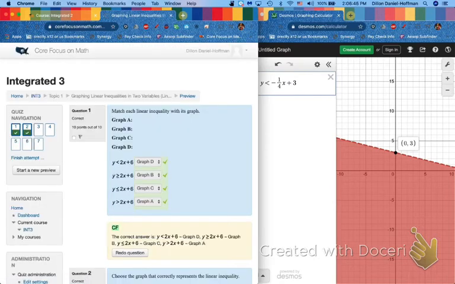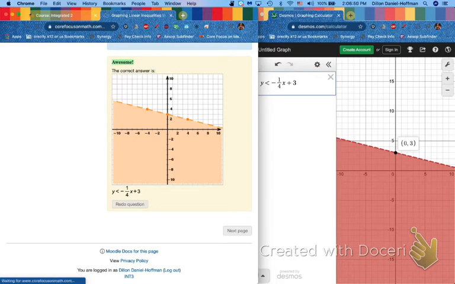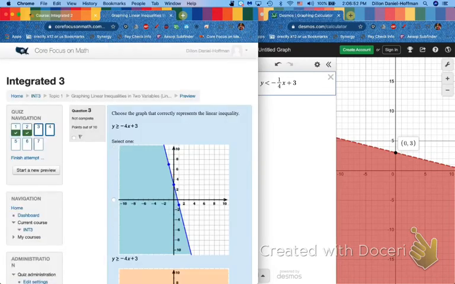All right, now you can just hit pause at this point and try the rest of them on your own, or if you want one more example, let me show you this one.